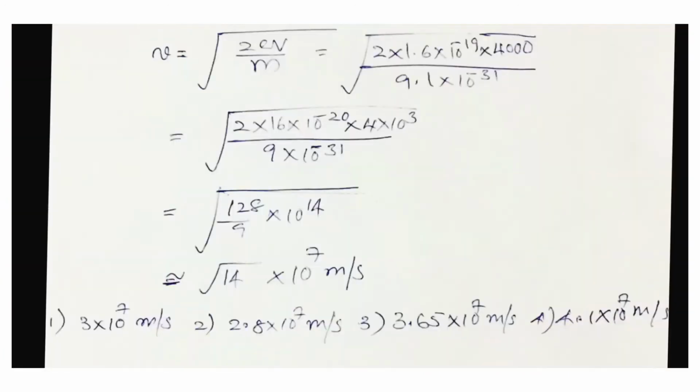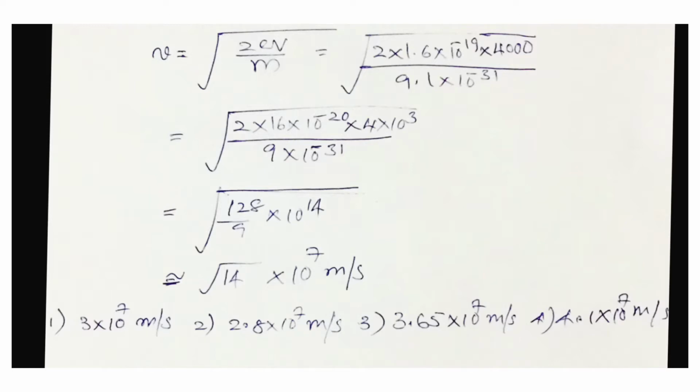Now, let us start. The velocity is given by the formula small v is equal to under root 2eV by m. e is the charge of the electron, capital V is the potential difference, m is the mass of the electron. So let us substitute. This is equal to under root 2 into 1.6 into 10 power minus 19 into 4000 divided by 9.1 into 10 power minus 31.